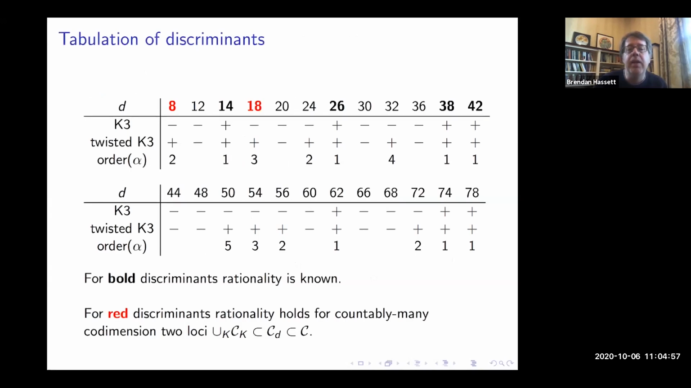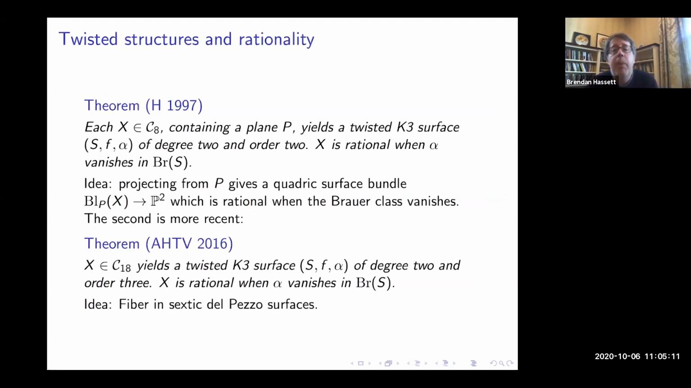These cases of degree 8 and 18 support the philosophy and show that when the twisting data disappears, then you have rationality. It is possible for the twisting data not to disappear, but you can have rationality for other reasons. So the twisting data is not determinative, but it is enough to force rationality. And so these are examples in codimension 2.